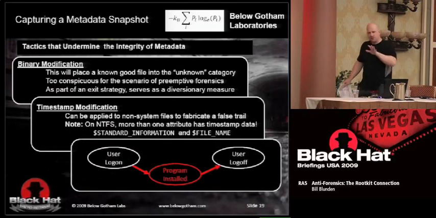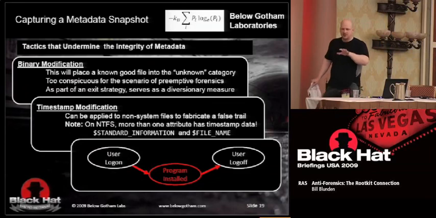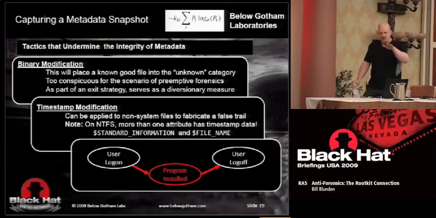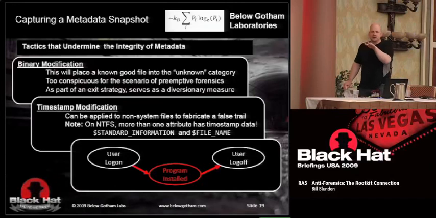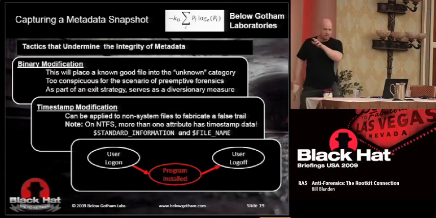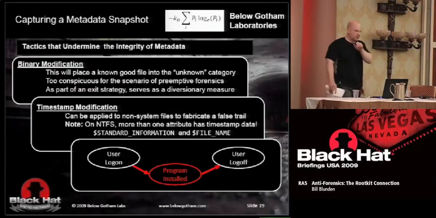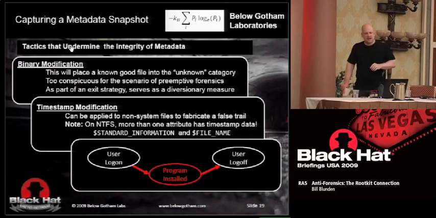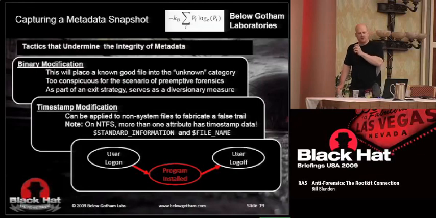There are two file attributes that have time values in them: the standard information attribute and the file name attribute. The standard information attribute can be manipulated through the Windows API. The file name attribute has temporal values which are typically set when a file is created, moved, or renamed. So it's not enough just to modify the temporal values in the standard information. You also have to worry about the file name information.